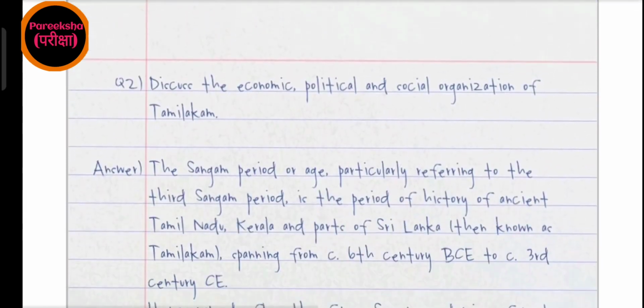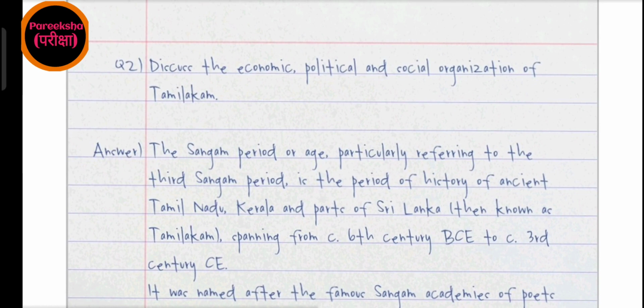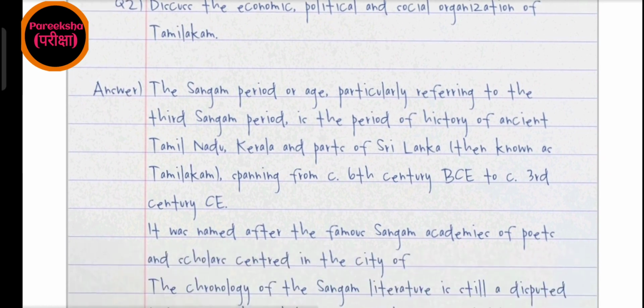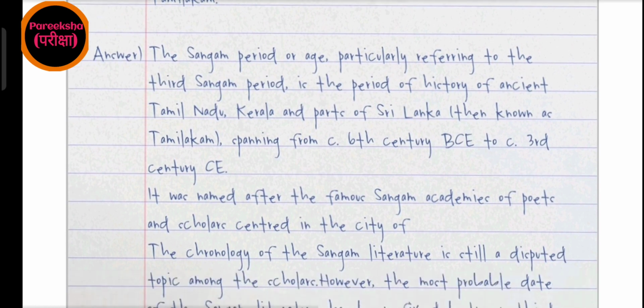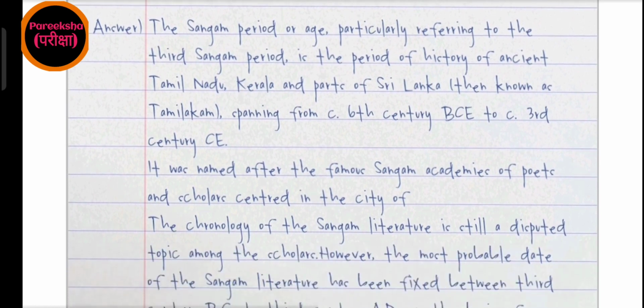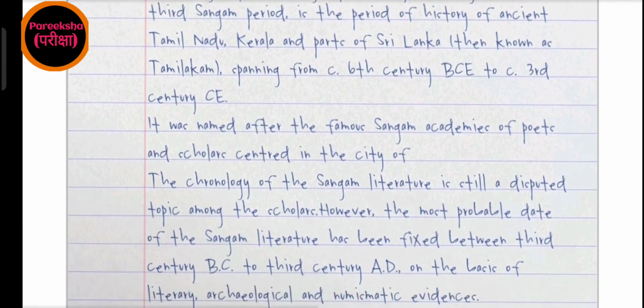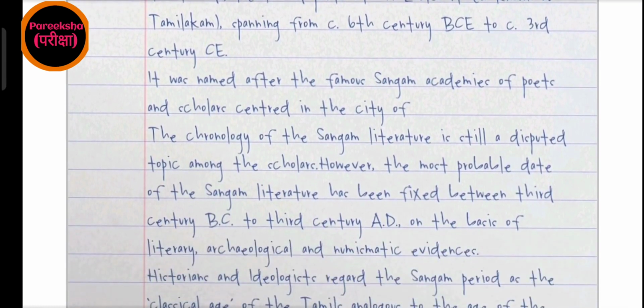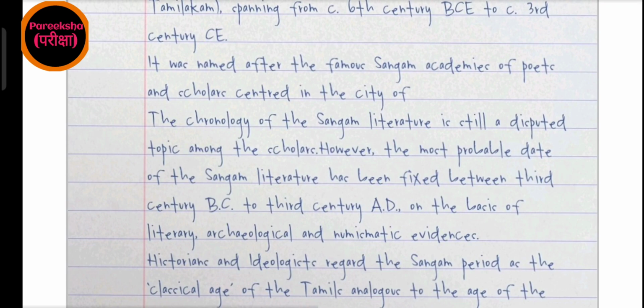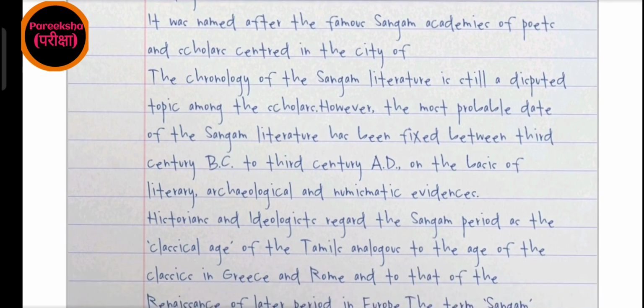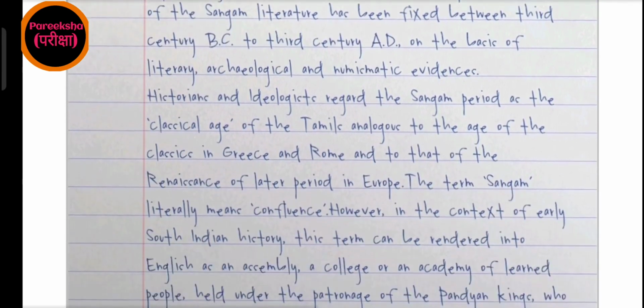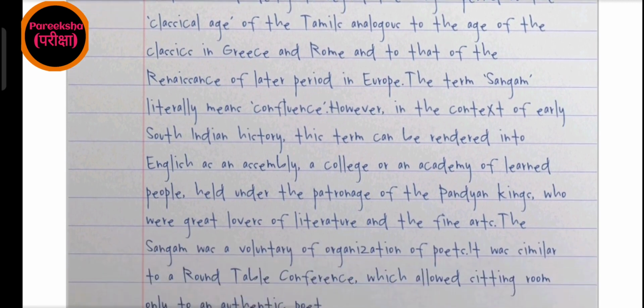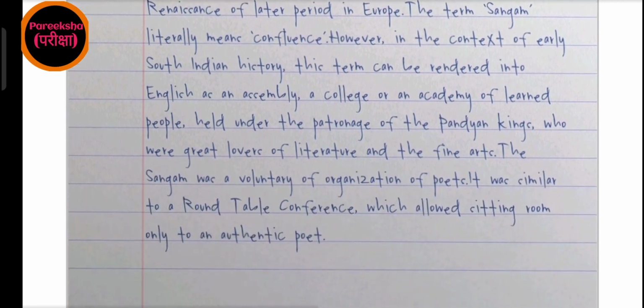Now the second question is discuss the economic, political and social organization of Tamilkam. So first you have to give the introduction. The Sangam period or age, particularly referring to the third Sangam period, is a period of the history of ancient Tamil Nadu, Kerala and parts of Sri Lanka, then known as the Tamilkam, spanning from 6th century BC to 3rd century BC. And then you have to start with your body. I hope you are writing it down or taking the screenshots.